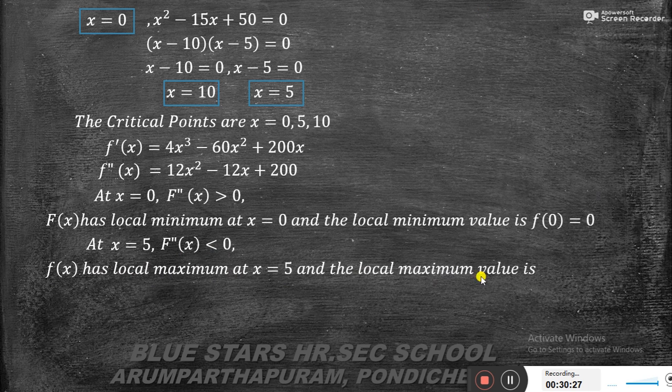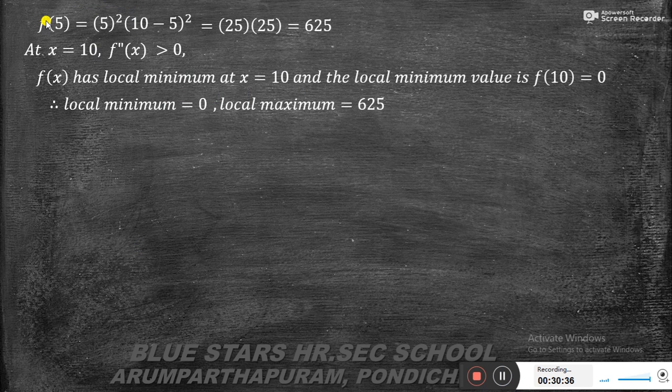Now we find the local maximum value. I substitute x equal to 5 in the given function. So f of 5 equals 5 squared into (10 minus 5) whole squared, which is 25 into 25, that is 625. So f of 5 equals 625. This is the local maximum value. 625 is the local maximum value.